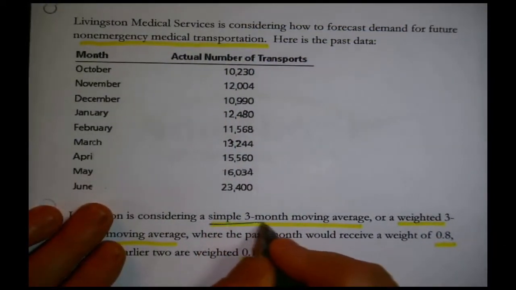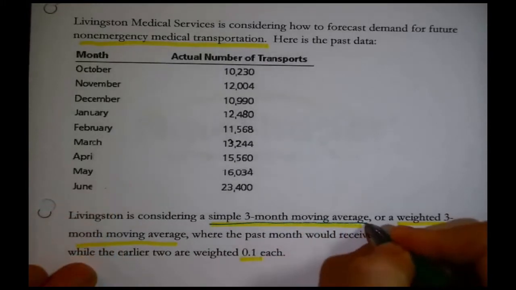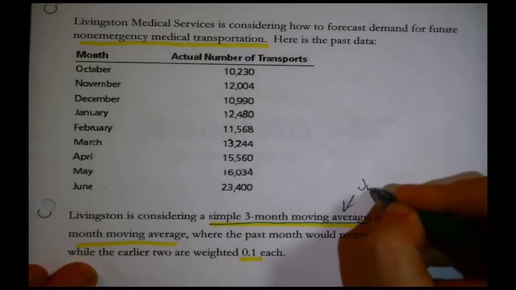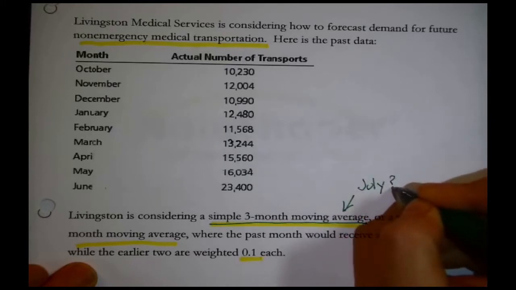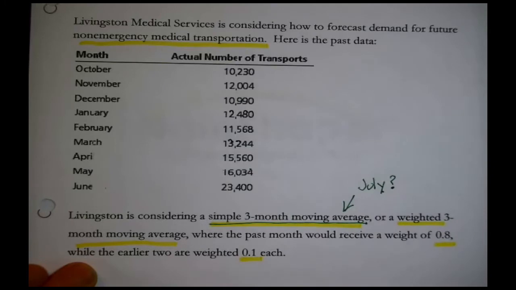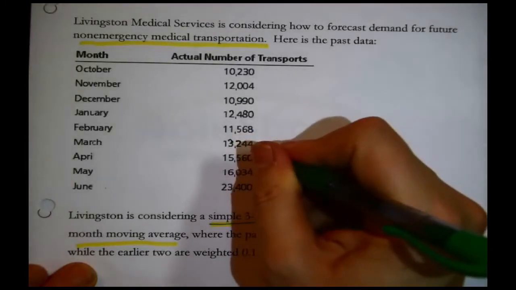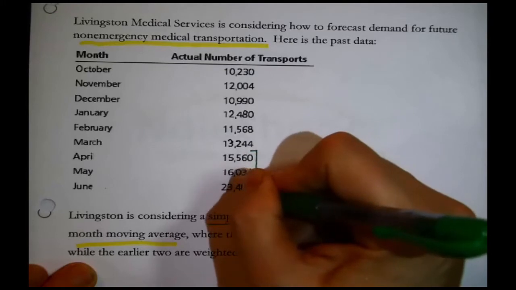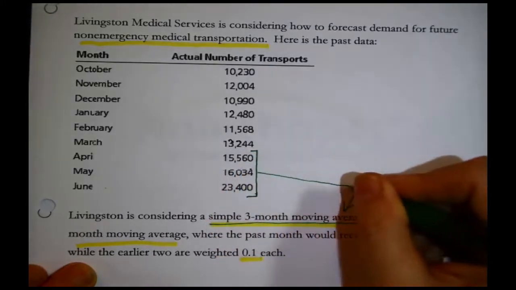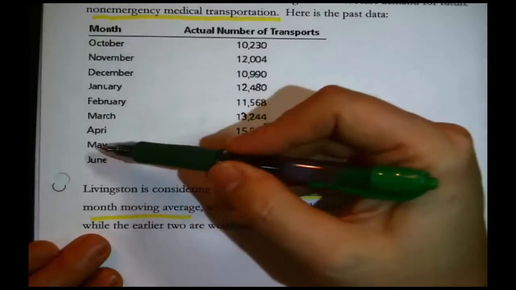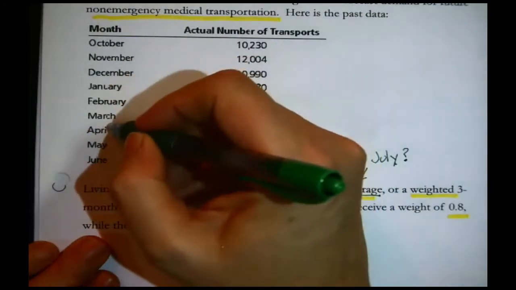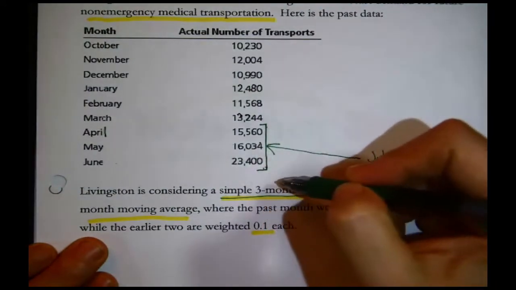Before we go any further, we should check that we understand the two techniques we're being asked to assess in this fashion. The first one is the simple 3-month moving average. For example, if you were curious what would be the forecast for July, I'm just making this up, ignore the question at the bottom of the page, it would be really easy to calculate because you would just average the past 3 months, which are June, May, and April. That would get you the forecast for July.